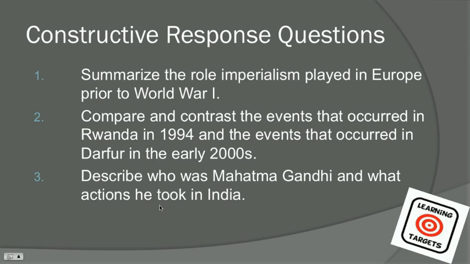Okay, let's wrap up our story on Rwanda and Darfur by looking at question number 2. Question number 2 says, compare and contrast the events that occurred in Rwanda in 1994 and the events that occurred in Darfur in the early 2000s. Now, certainly the comparison in these cases is that a lot of people died. We're talking 800,000 people dead in Rwanda, hundreds of thousands dead and displaced in Darfur. Certainly there's death in both cases. But the differences certainly are plentiful.